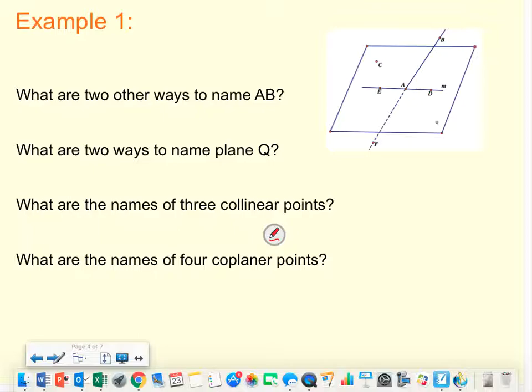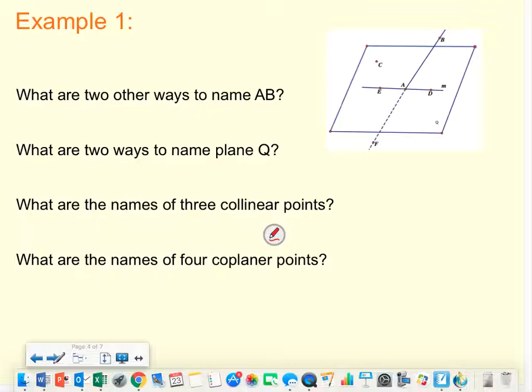All right, so how might you be asked? There's only one learning target today, and so how can I ask you to identify different points, lines, and planes? So a couple different ways here. We've got a diagram, and we're going to use that to answer these questions. What are 2 other ways to name AB? Well, you can see that AB is a line.